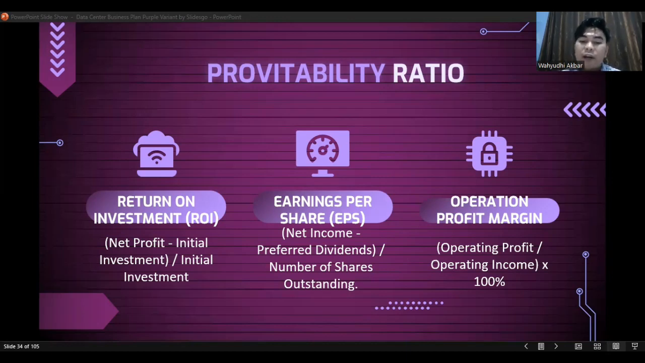The sixth one, earnings per share or EPS ratio. The formula is net income minus preferred dividends divided by number of shares outstanding. This ratio measures the profit available for each outstanding share.